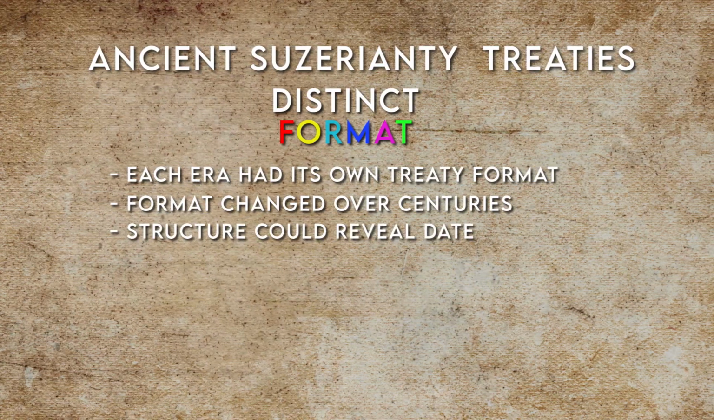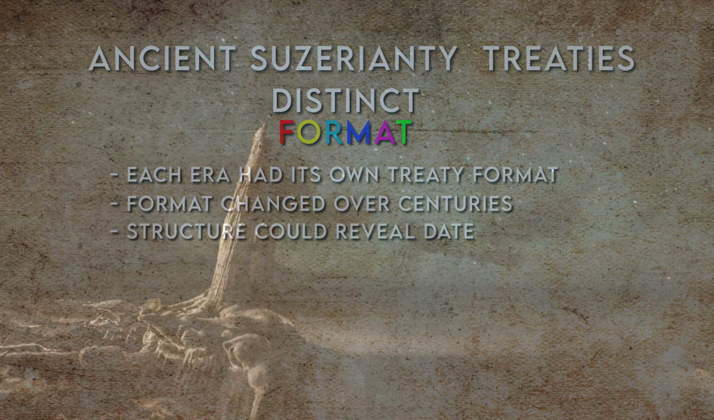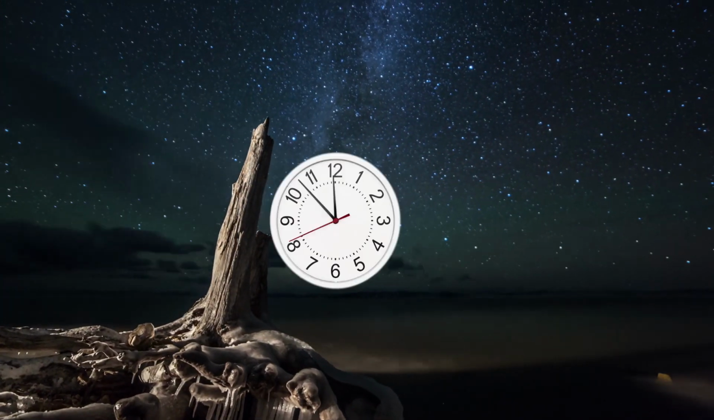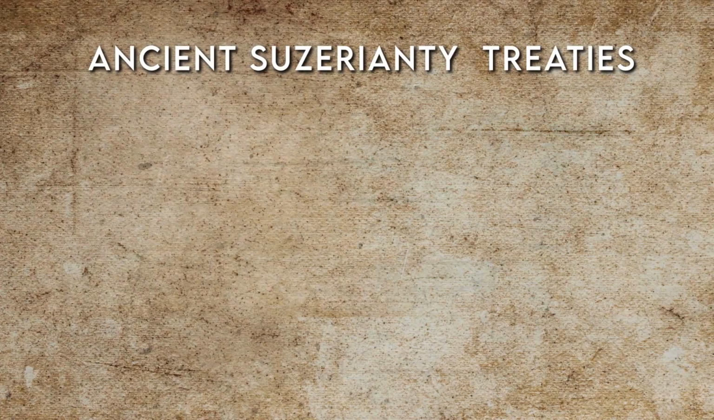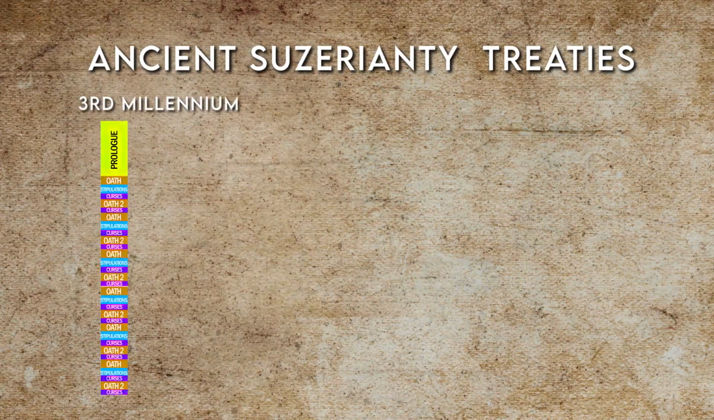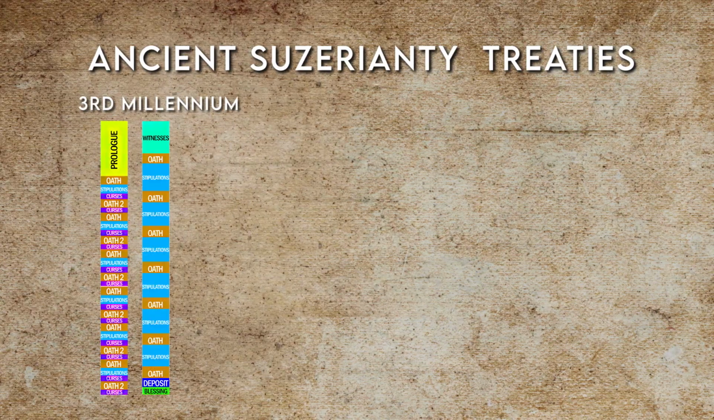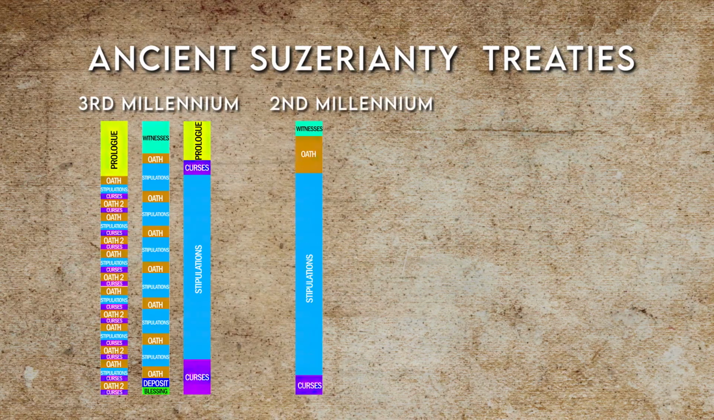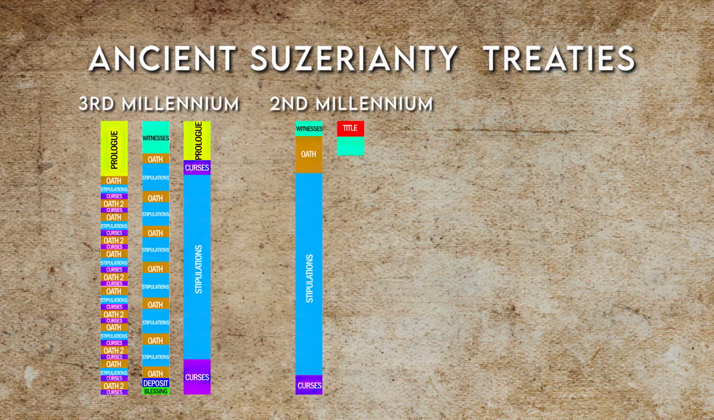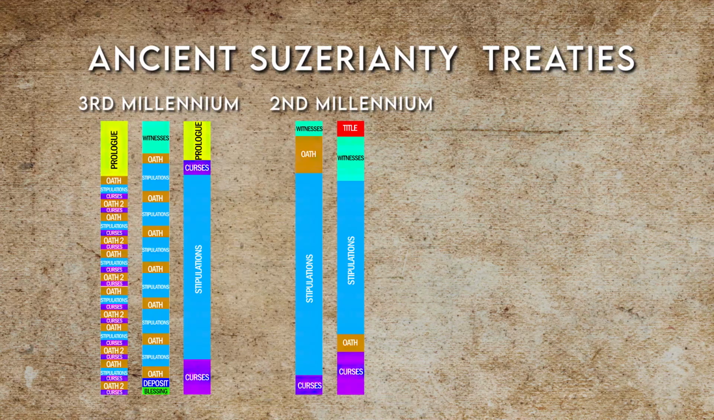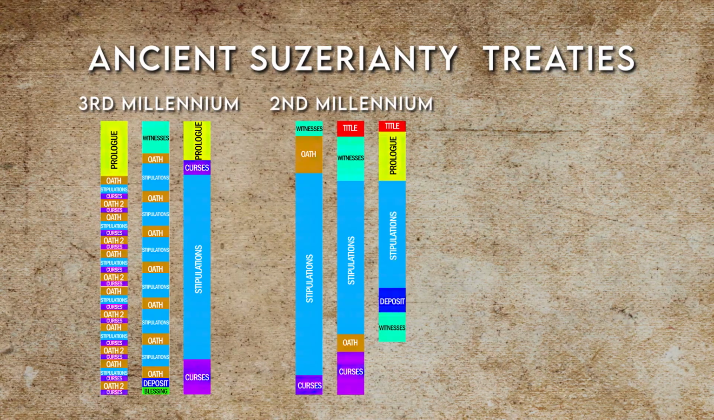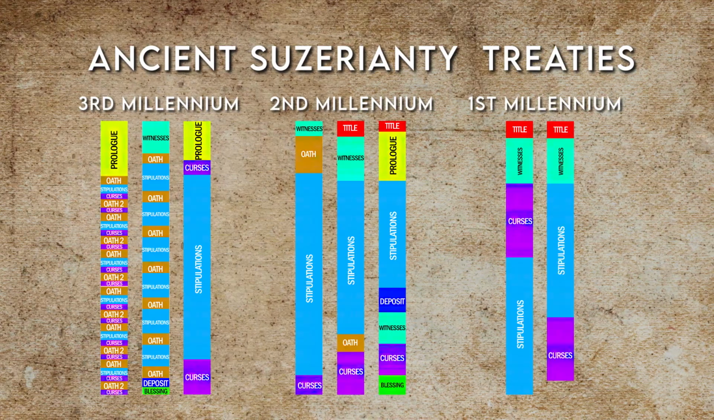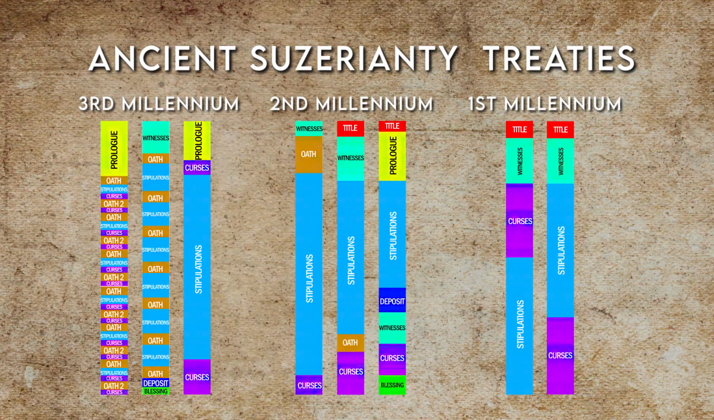From the nearly 100 treaties that have been identified, we have a pretty clear representation of how the treaty format changed over time. Here's how they were formatted in the 3rd millennium BC. You can see how the structure changed over the span of 1,000 years. In the early part of the 2nd millennium, the treaties were structured like this. In the middle period, they were structured like this. And late in the 2nd millennium, the treaty writers used this format. And then later still, in the 1st millennium BC, the conventional treaty structure changed several more times.